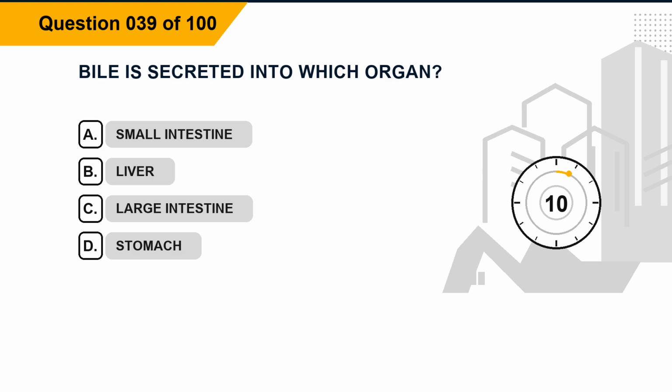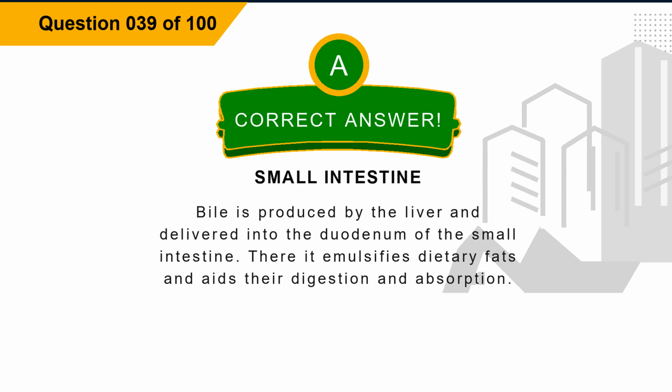Question 39. Bile is secreted into which organ? Option A, small intestine. Option B, liver. Option C, large intestine. Option D, stomach. The correct answer is option A, small intestine.